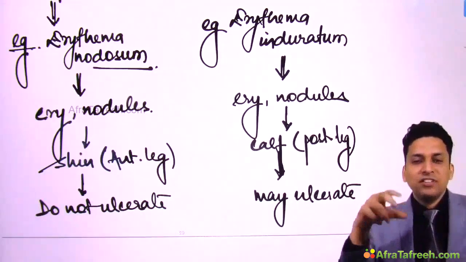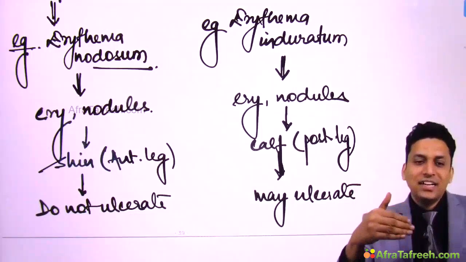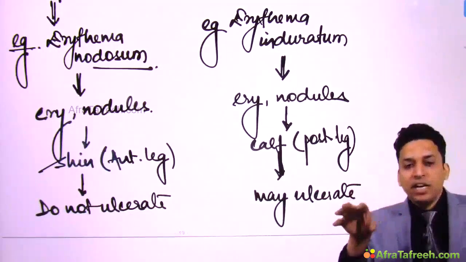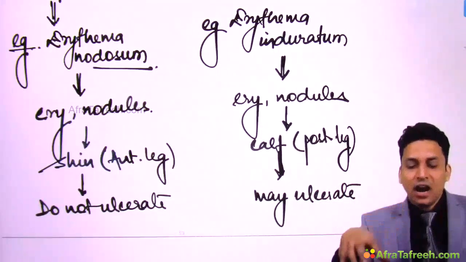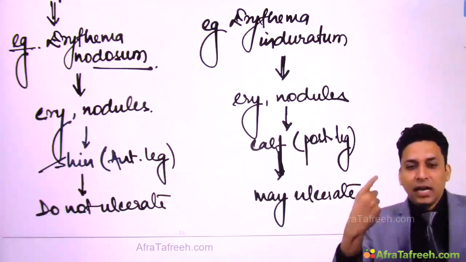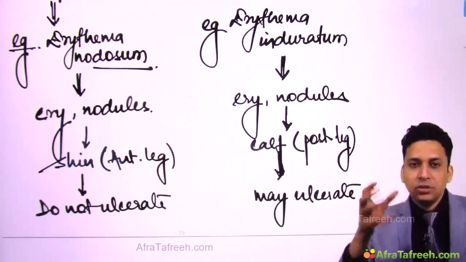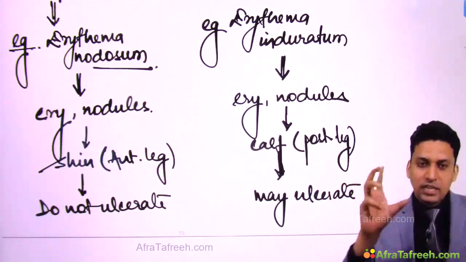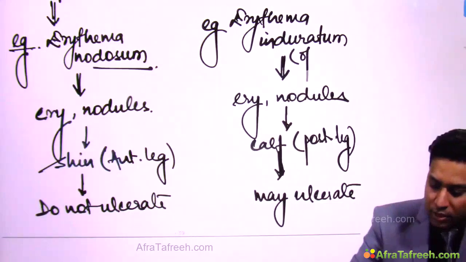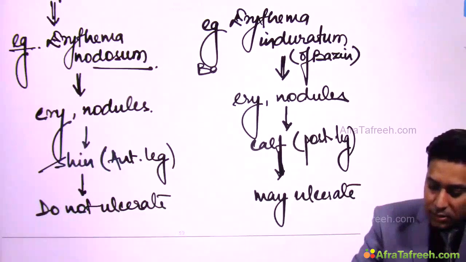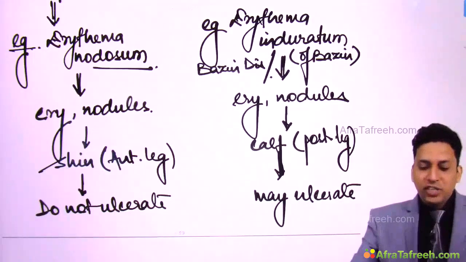Erythema nodosum presents with erythematous nodules over shin, that is anterior leg, which do not ulcerate, while erythema induratum, which is a type of lobular paniculitis, involves the posterior leg, that is the calves, and there they might ulcerate. Initially they might be erythematous nodules, but they might ulcerate. So this is the clinical presentation. Erythema induratum, the full name is erythema induratum of Bazin. So this is also known as Bazin disease. So these are few points which you can remember.